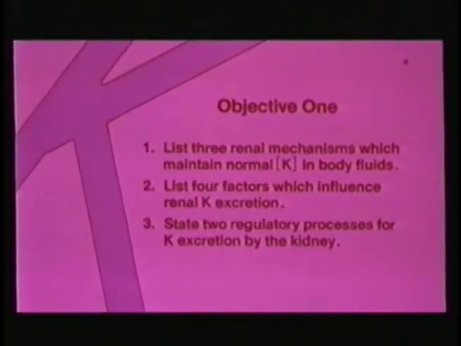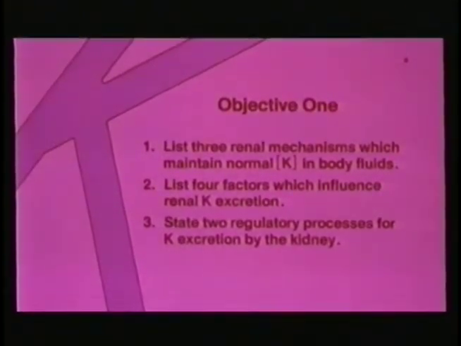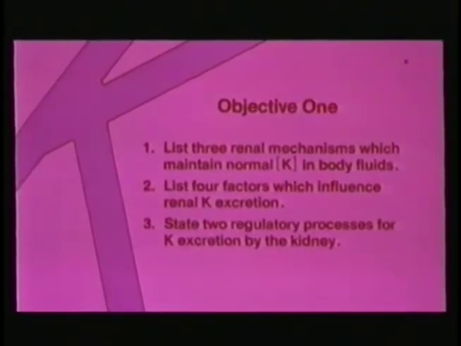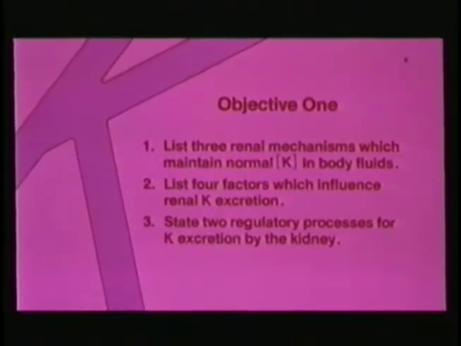Your first objective is to 1. List 3 renal mechanisms which maintain normal potassium concentration in body fluids. 2. List 4 factors which influence renal excretion of potassium. And 3. State 2 regulatory processes for potassium excretion by the kidney.